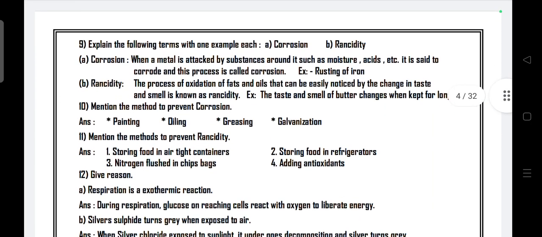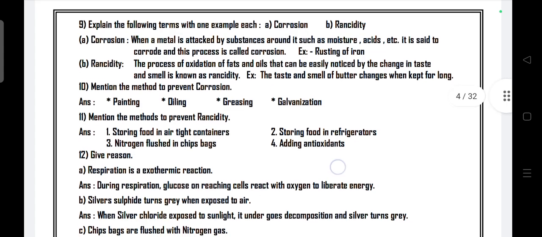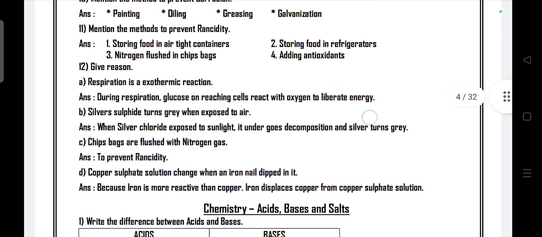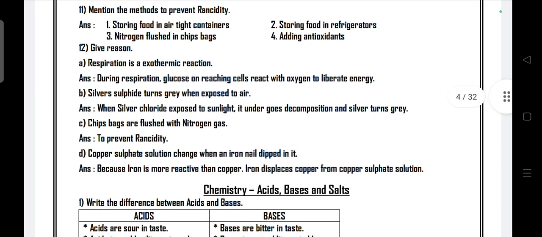Then what is corrosion and rancidity? Answer is also there. Write the methods to prevent the corrosion. Then mention the methods to prevent the rancidity. Then give reasons. Respiration is exothermic reaction. Why? Silver sulfide turns grey when exposed to air. Chips packs are flushed with nitrogen gas. Copper sulfate solution changes when an iron nail is dipped in it. So these are very important questions from this chapter.